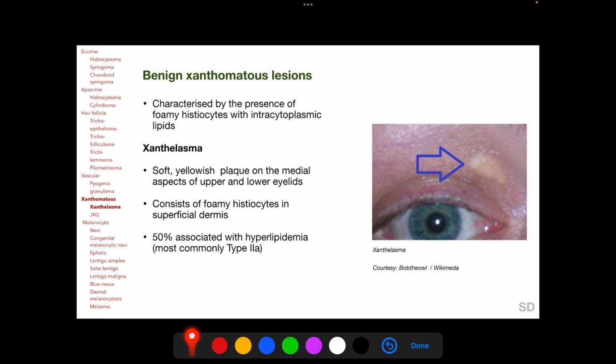Xanthomatous lesions are characterized by the presence of foamy histiocytes with intracytoplasmic lipids, and Xanthelasma is a common finding consisting of a soft yellowish plaque on the medial aspects of the upper and lower eyelids, and it consists of foamy histiocytes in the superficial dermis. 50% of patients with Xanthelasma have associated hyperlipidemia, most commonly type 2A.